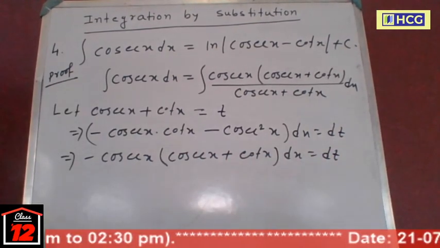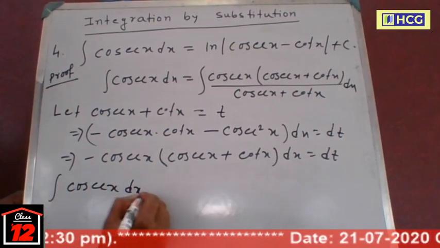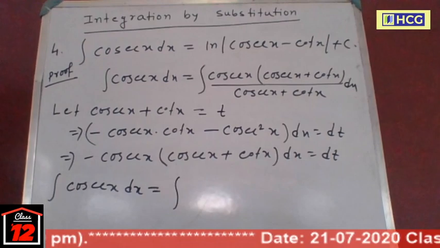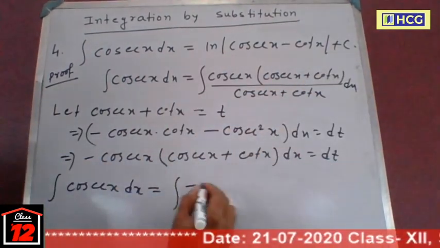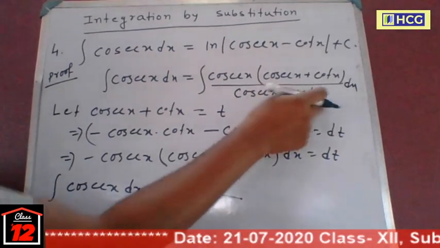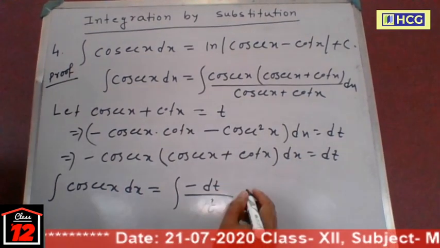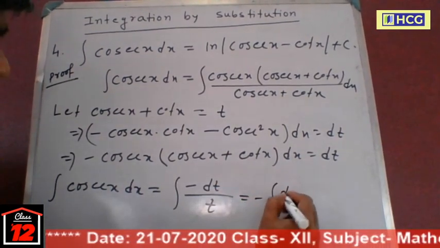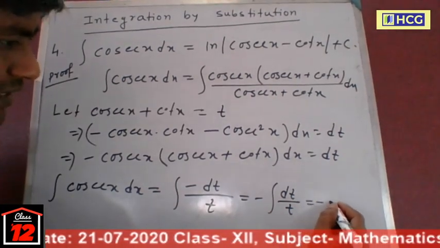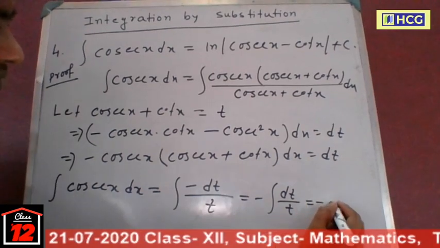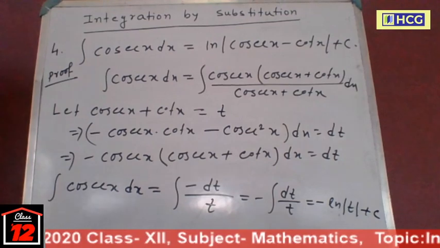So therefore the given integration cosec x dx is equal to cosec x into cosec x plus cot x dx, this is minus dt, divided by cosec x plus cot x, and cosec x plus cot x is t, so minus dt by t. So now this is equal to minus integration dt by t. Now this is equal to minus ln mod t plus c, where c is an integration constant.